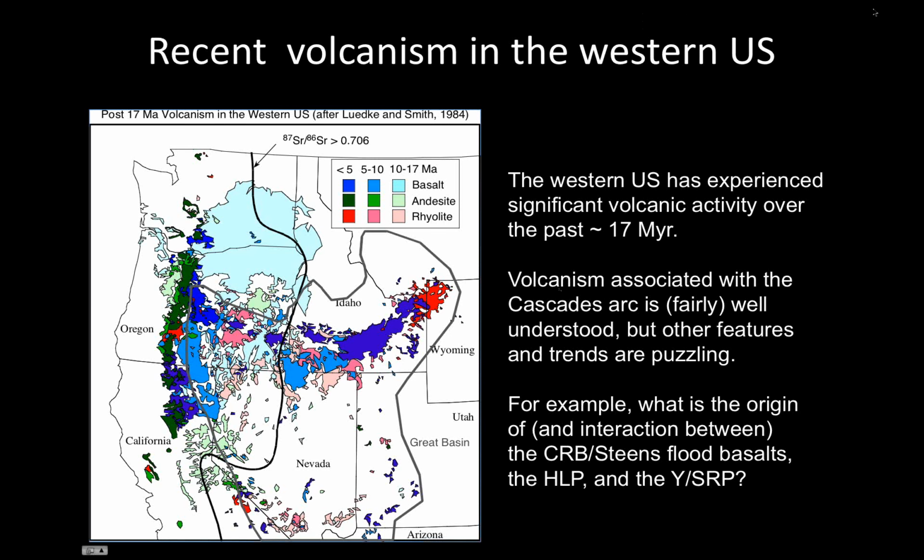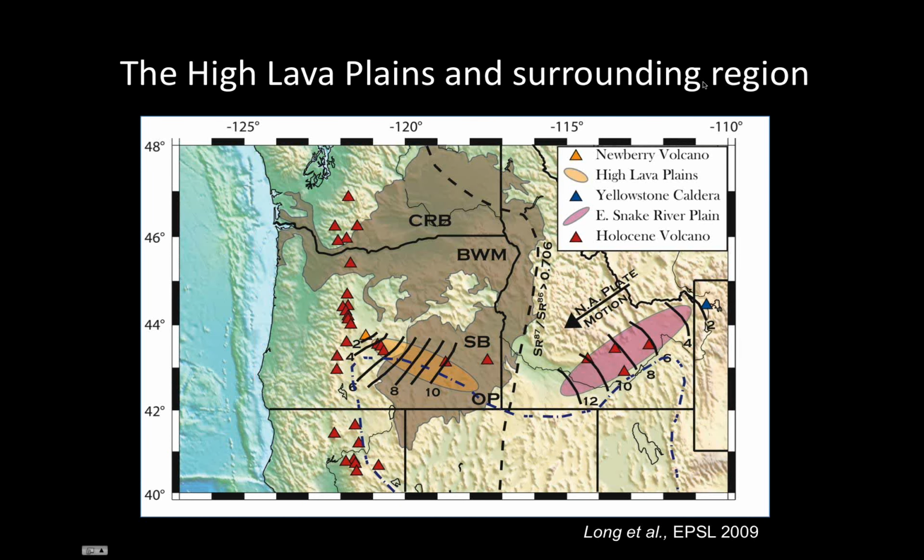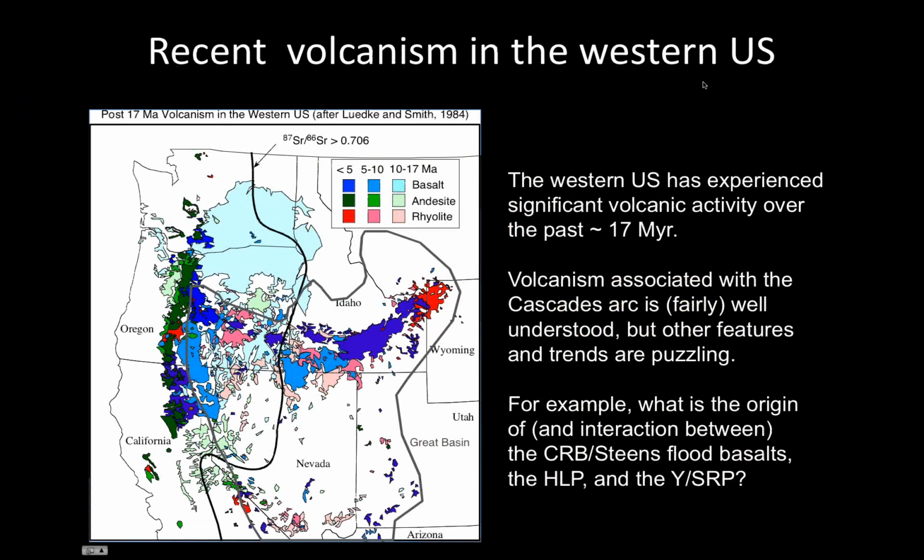So I'd like to start and kind of motivate the talk by showing this figure that shows recent volcanism in the western U.S. So this is volcanism that is younger than about 17 million years or so. The figure was put together by Rick Carlson after Ludke and Smith, 1984. The first very striking thing that jumps out at you looking at a map like this, of course, is that there has been a great deal of volcanism, a great deal of volcanic activity over the last 17 million years or so throughout the western U.S.